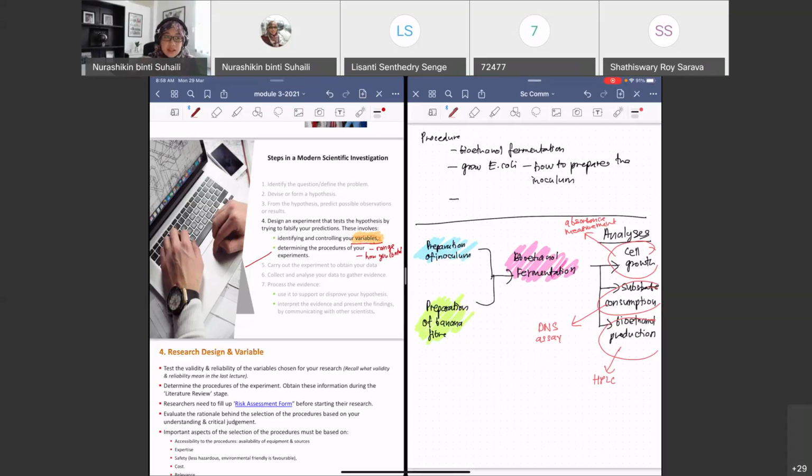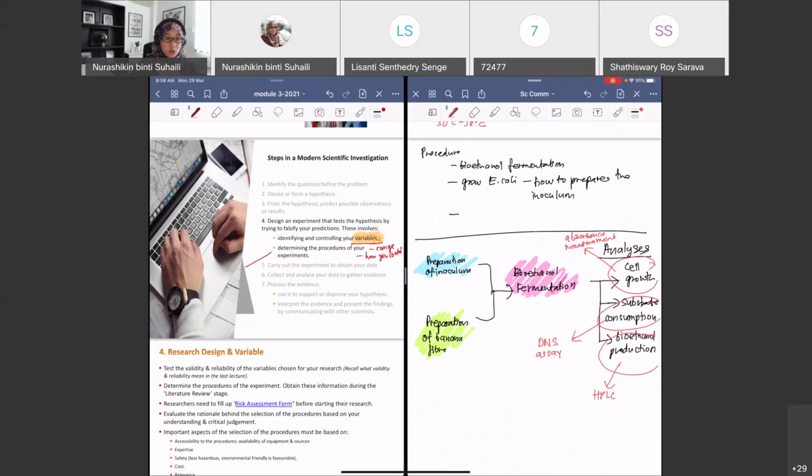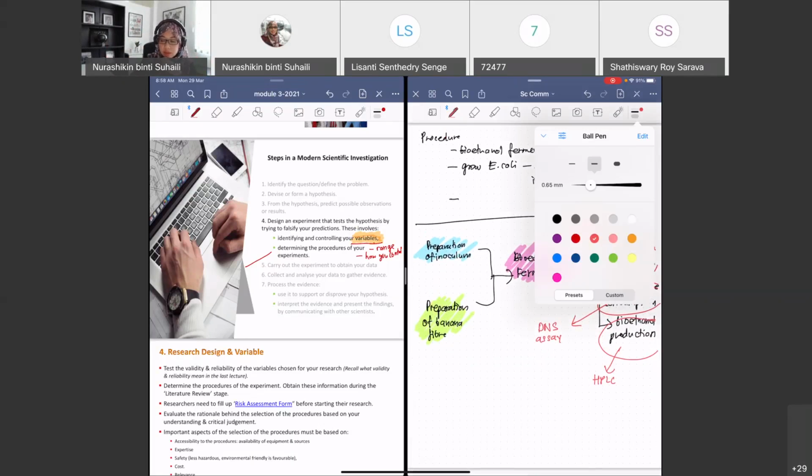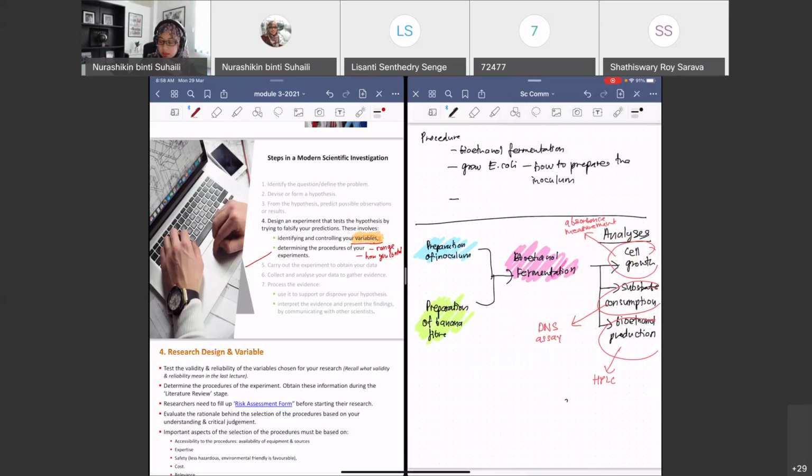So you can see that the whole work consists of steps, whereby each of the steps has its own procedure. That is what is meant here. You have to determine the procedure. You have to know before you enter the lab how you're going to measure the absorbance. And from here, you also have to identify what chemicals and equipment you are going to use.